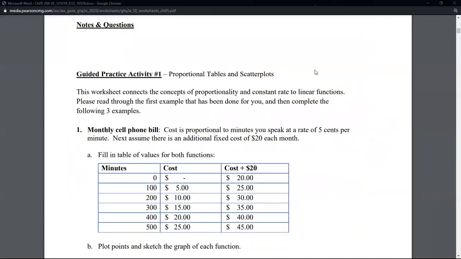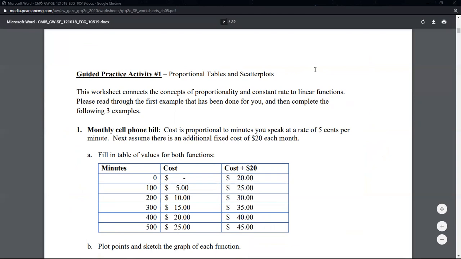So let's take this problem that we just did. We're going to go higher on the minutes. We're not just going to talk a couple minutes. We're going to talk hundreds of minutes. And now what we're going to do is we're just going to talk about the 5-cent plan, and we're going to input a hidden fee, so to speak.